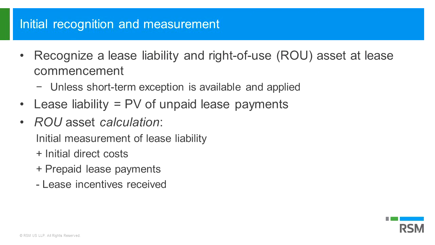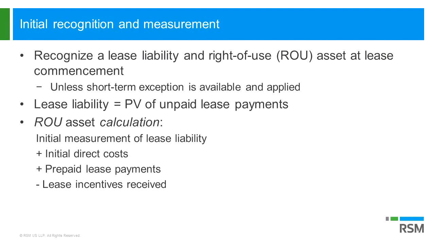Initial recognition and measurement of both finance and operating leases. As mentioned previously, the biggest change introduced by ASC 842 is the requirement for lessees to recognize liabilities and assets for almost all leases. The recognition of this right of use asset and lease liability will be recorded at the commencement of the lease. The liability is measured by determining the present value of any unpaid lease payments, with the same measurement for both operating and finance leases.